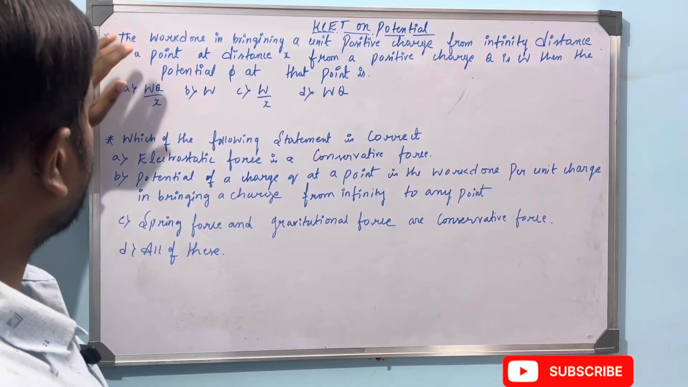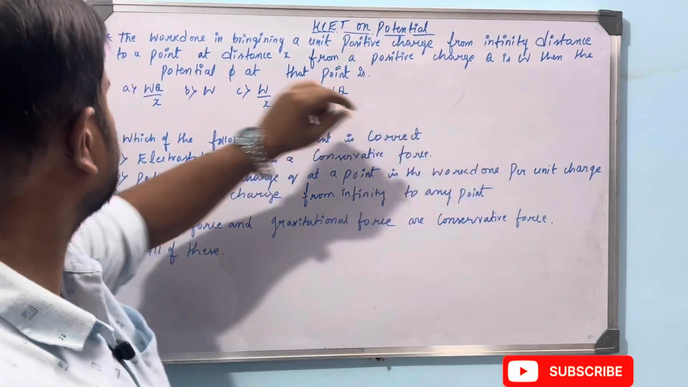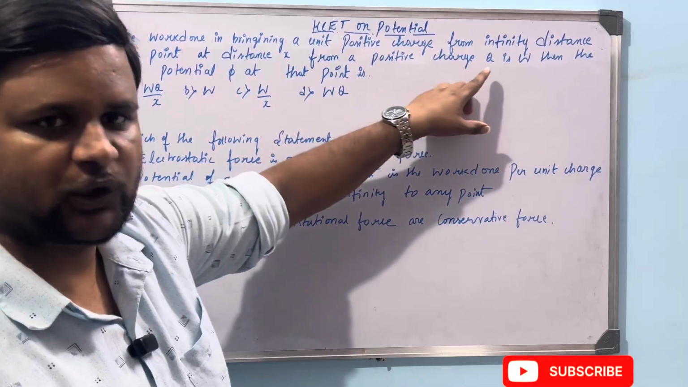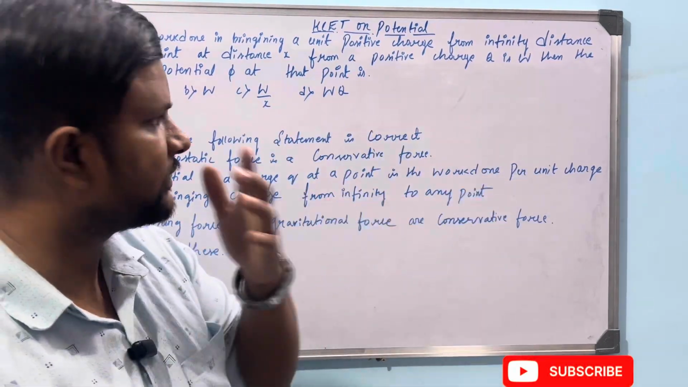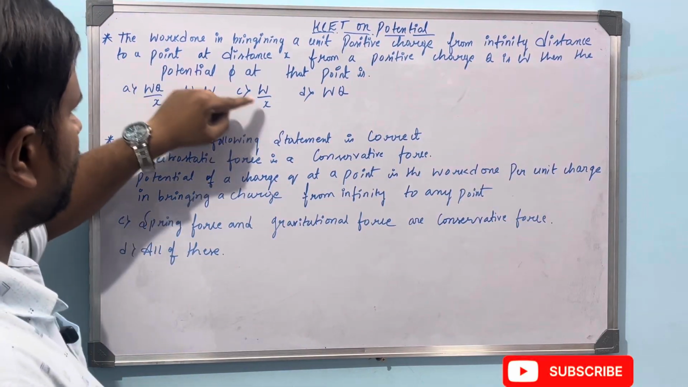Here the first question is: the work done in bringing a unit positive charge from infinity to a point at a distance x from the positive point charge q is W, then the potential phi at that point is. Here they have given the options Wq by x, W by x and Wq.